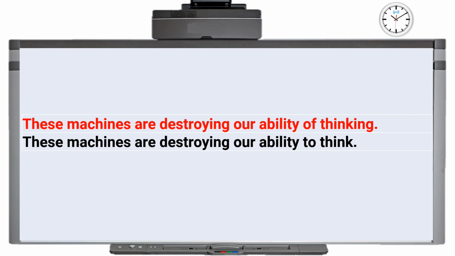Next one. "These machines are destroying our ability of thinking." It's wrong. "These machines are destroying our ability to think." What is the difference? Always remember, after a preposition, do not use -ing at all. So "these machines are destroying our ability to think" is right, not "of thinking."